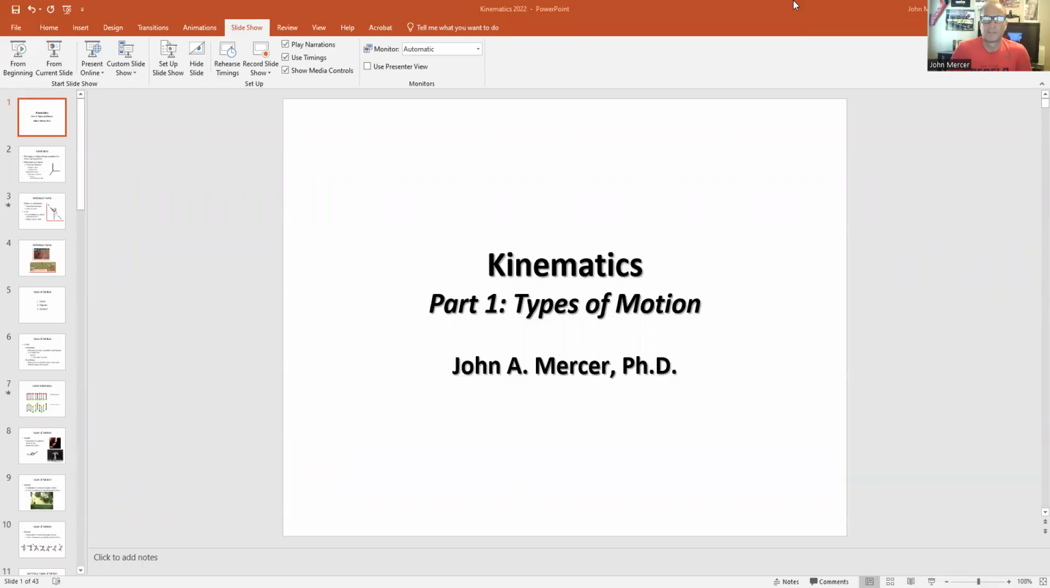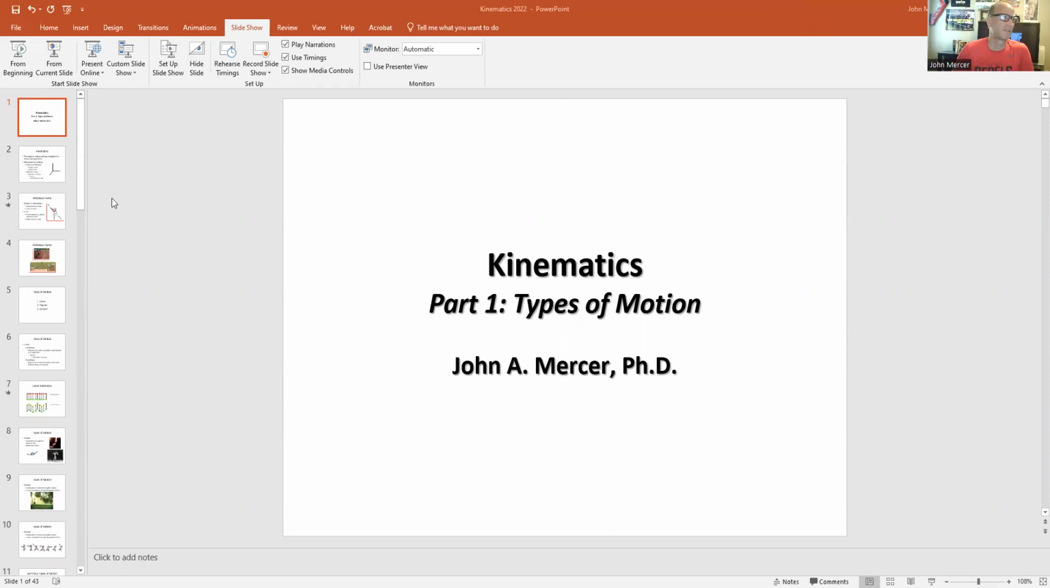In this presentation, we're going to go through kinematics, the study of motion without regards to forces. And in this specific presentation, I'm going to go through part one, types of motion. And I'm also going to talk about reference frames. We need this framework to be able to go through and describe our movements.